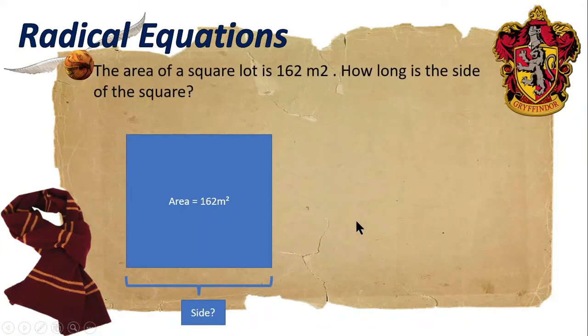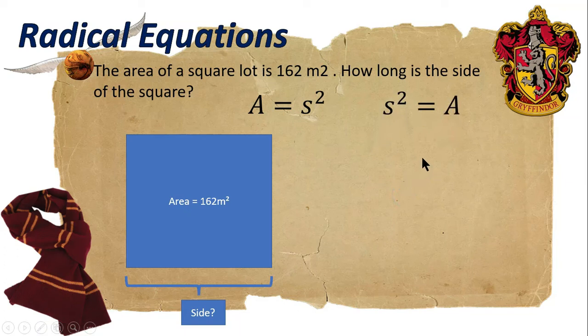The area of a square lot is 162 meters squared. How long is the side of the square? Okay, so this is our visual representation. The area is 162 meters squared, and what is asked is the length of the side of the square. We all know that the area of the square is the square of the side.